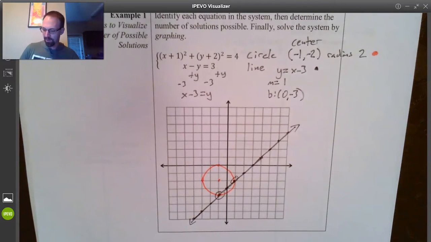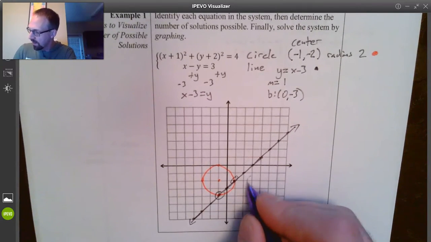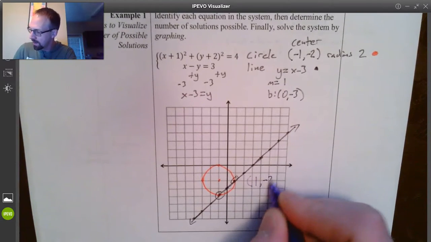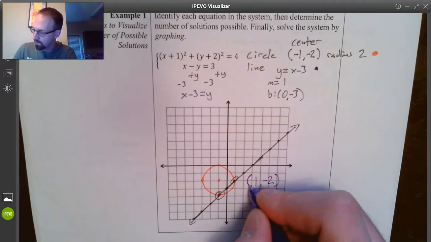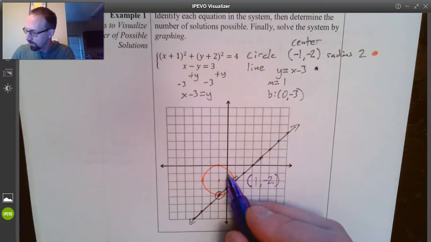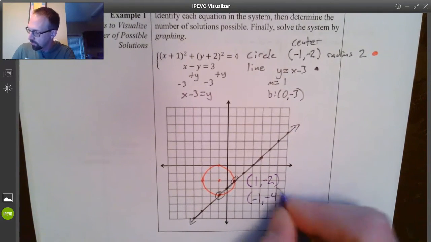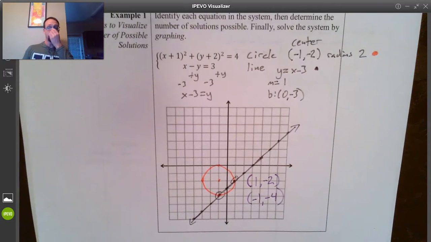So let's talk about that for a second with the solutions. Oh, I ended up grabbing black instead of purple. That's okay. At least you can see that there is a difference between the line and the circle. So the solutions are 1, -2. So this is purple. Not much of a difference color-wise, but hopefully it's helpful. 2, 3, 4, and then -1, -4. So those are solutions to both of those, to that system of equations.